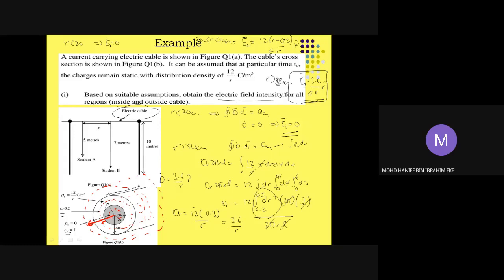The first one is for R less than 20, which is 0, E1 is 0. For R between 20 and 50 cm, in which I made a mistake earlier, it should be 12 multiplied with R minus 0.2 over epsilon naught R. In this case, I assume that epsilon naught equals 1 also. We just assume that inside this region, the space is free space, which means that we just have epsilon naught. We just ignore the 3.2 permittivity, because we are yet to learn about relative permittivity.